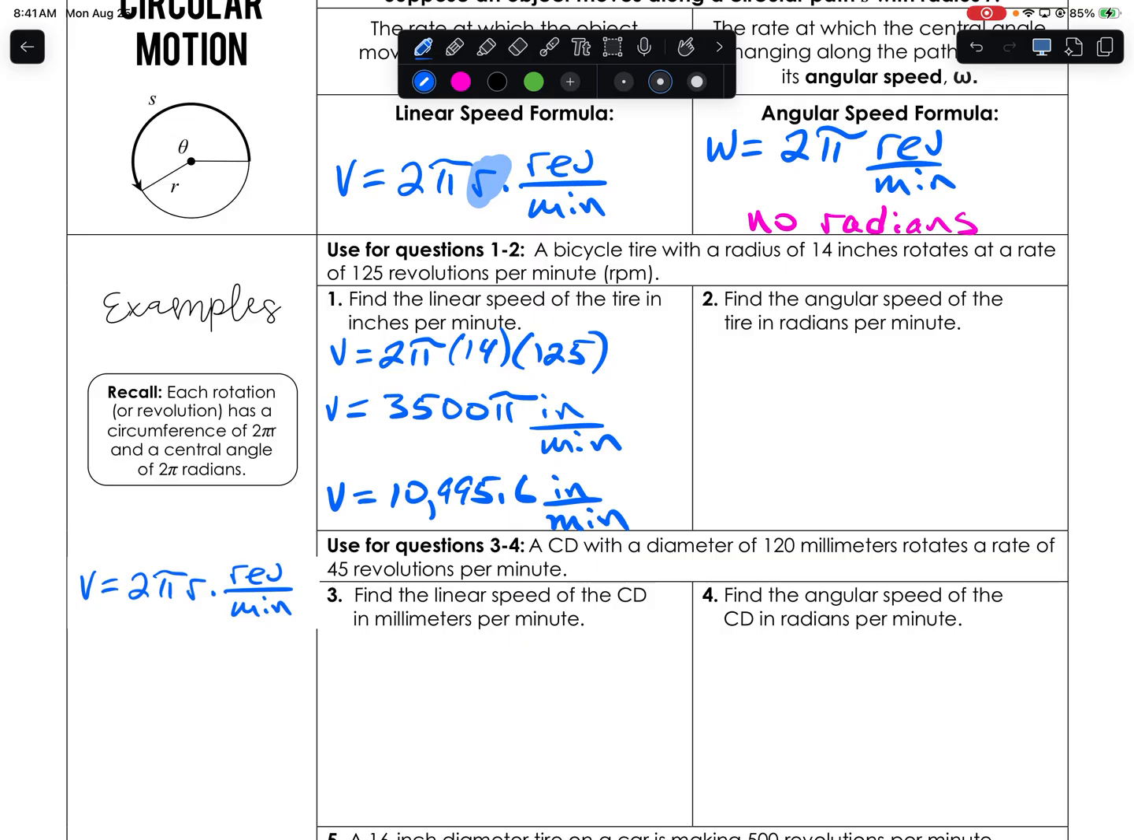Okay, so we just found the linear speed. Now we're going to find the angular speed. So we're using the formula directly above number 2. So we have W equals 2 pi times 125. So 250 pi radians per minute. And if we multiply the 250 by pi, you get 785.4.